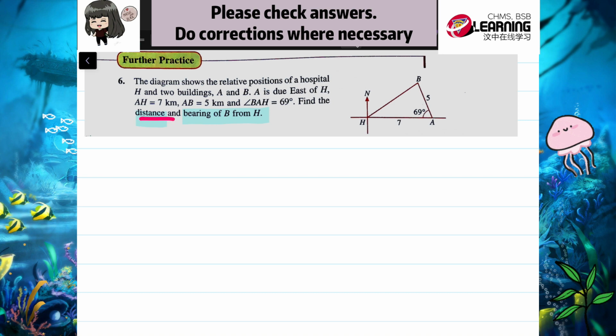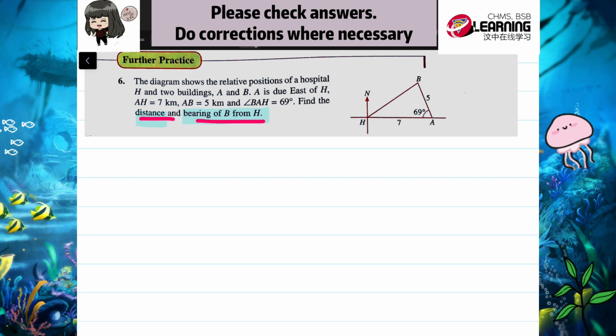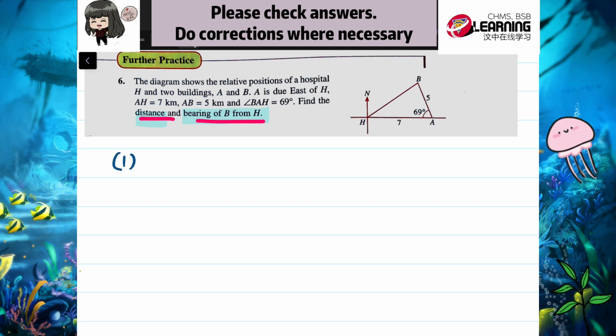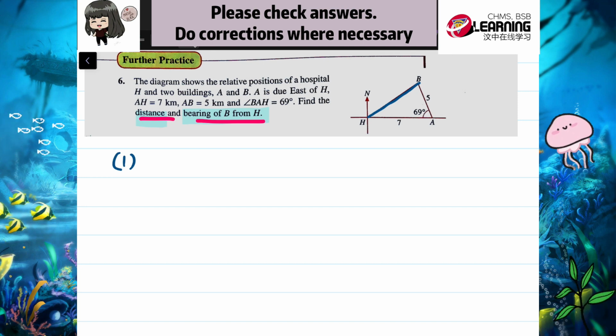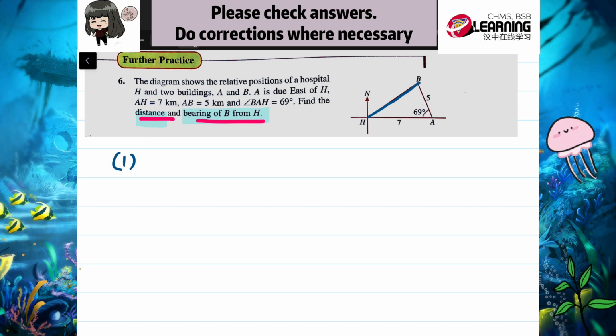So we have two questions here. I find the answer for part 1 first. Find the distance and bearing of B from H. Meaning they're asking you to find this length over here. What you do is use the cosine rule. You cannot use the sine rule, because you will find you get two unknowns if you use the sine rule.